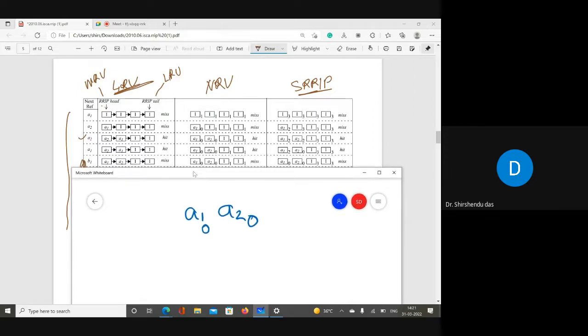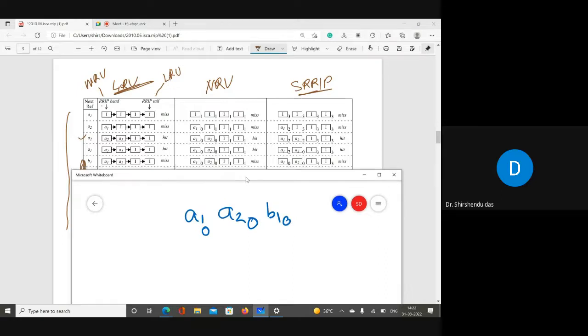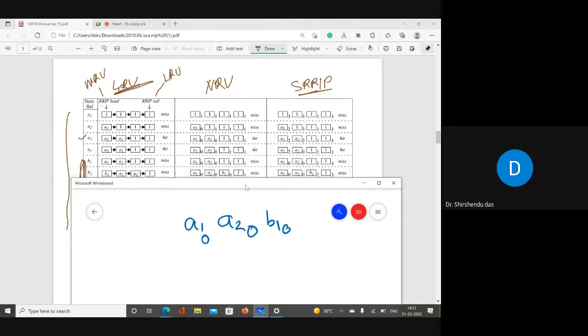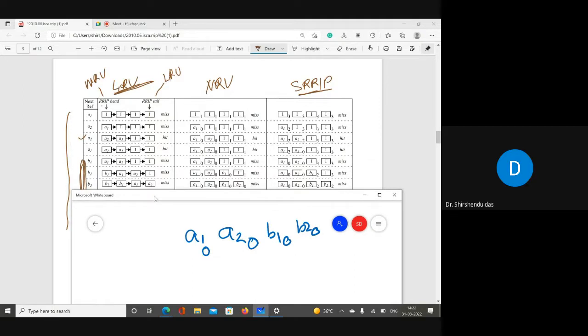Now it is requesting B1. When it requests B1, there is empty space already available here, so B1 will be inserted here. And if I go down, see B1. In the same way, now it will request B2, so B2 will be inserted here. And now this is the point where the set is full, right? The set is full. Now it is requesting B3.